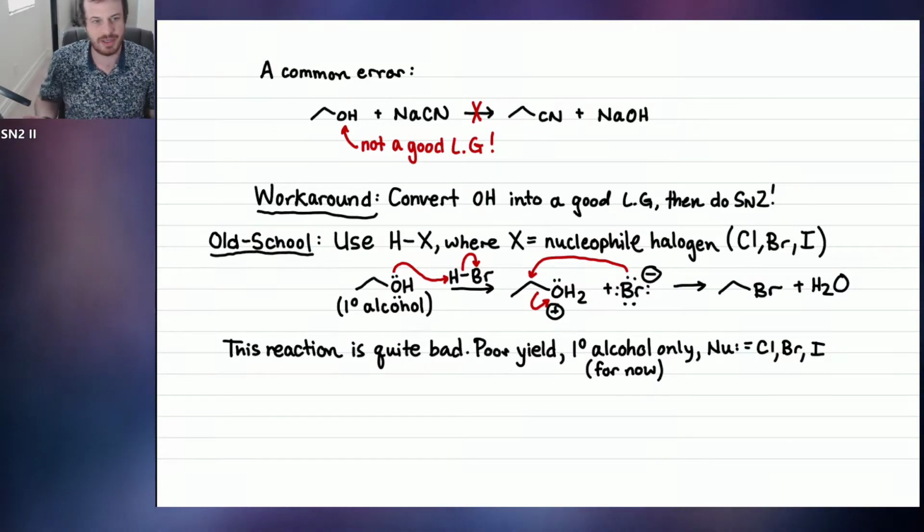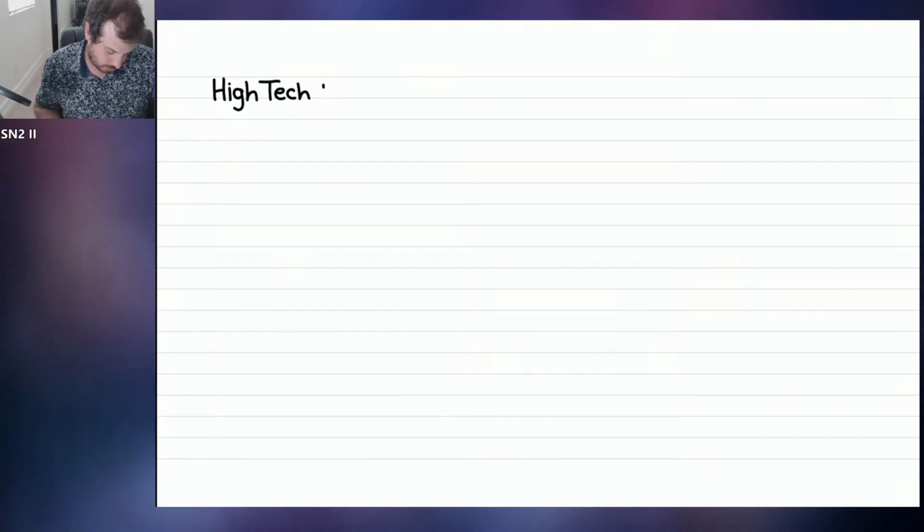But, I mean, let's give it a break. This is an old school reaction. It was pretty good for the time, but we have better methods now. So on the next page, I want to show you a better way to do this reaction. And we'll call this the high-tech method. Again, only I call them these things, the high-tech method.